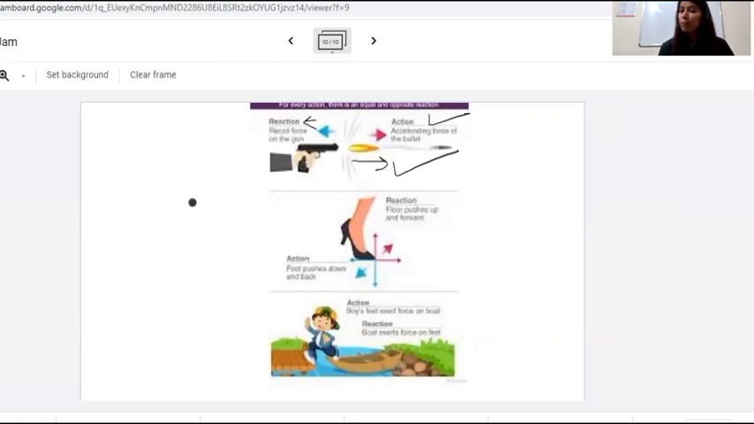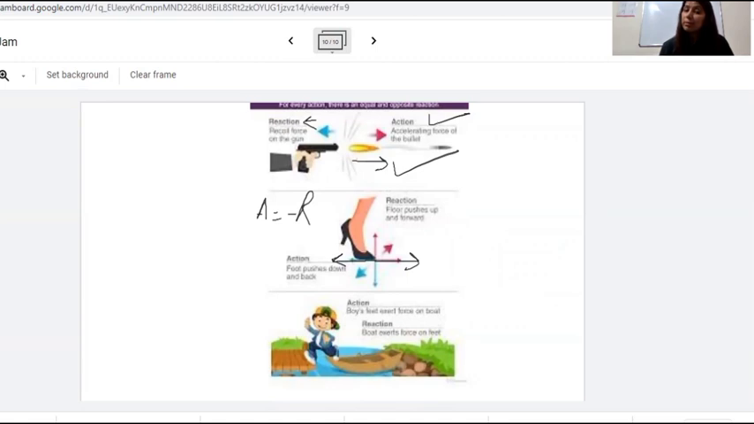Similarly, when we are walking, what happens? We push the ground in the backward direction. We are moving in the forward direction, but we are pushing the ground in the backward direction. It means we did some action, and in turn a reaction is also taking place. When we are pushing back the ground, the reaction takes place. So from here also we can say action is always equal and opposite to reaction.